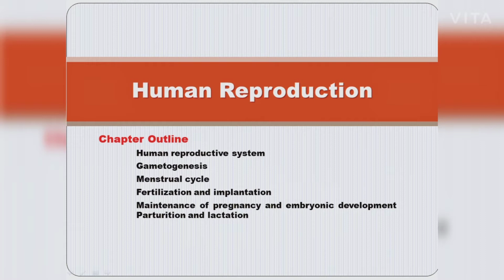Human reproductive system. In the human reproductive system, we have to describe the male reproductive system and the female reproductive system. The male reproductive system comprises a pair of testes, accessory ducts, glands and external genitalia. Testes are the primary male sex organ. They lie in the scrotum. The scrotum acts as a thermoregulator for spermatogenesis.